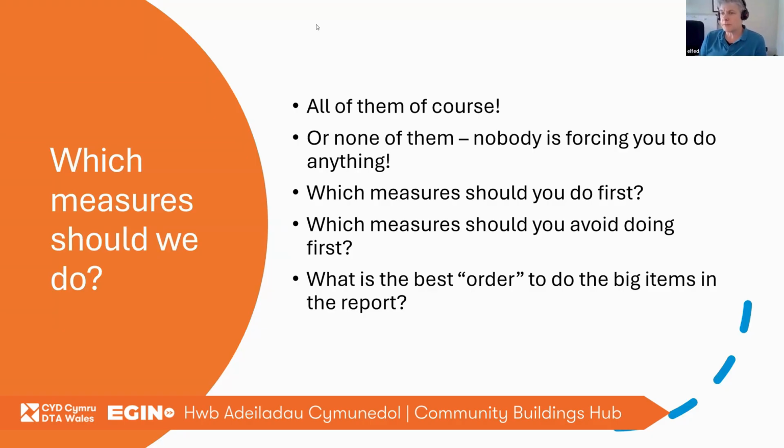So usually we recommend people to do fabric measures first, so insulating the building, then ventilation improvements, because as soon as you insulate a building, you change the way air moves through the building, then the heating system, and then finally, last, the renewables, because you want to size the renewables for the new energy demand of the building after you've done your retrofit.